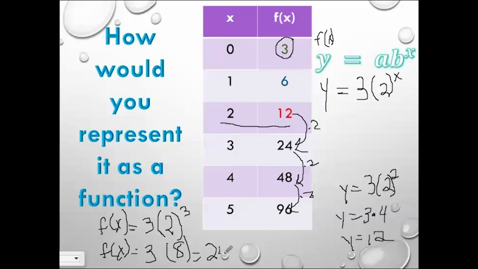So we've now figured out our exponential function. That's a little more complicated, right? Because we have another number involved here. We had to find our a value. And that's okay, because we could just work backwards until we figured out what our value was when x was equal to 0, and we now have our exponential function.